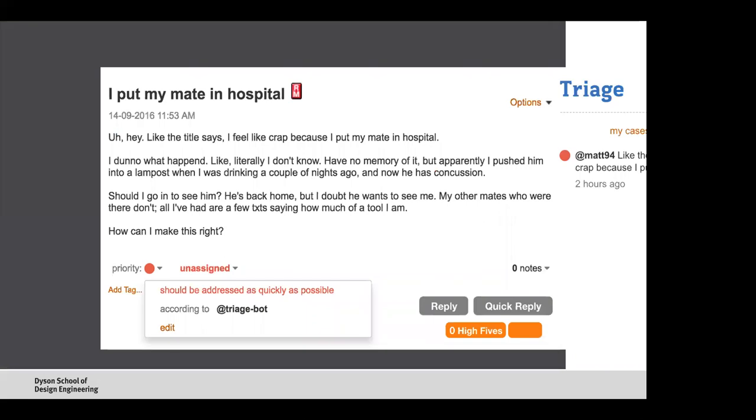The system was very successful and it has been used for about 40 years. Here you have a screenshot of a standard post. So this user says, oh, like the title says, I feel crap because I put my mate in the hospital. So this one will be labeled automatically as red.